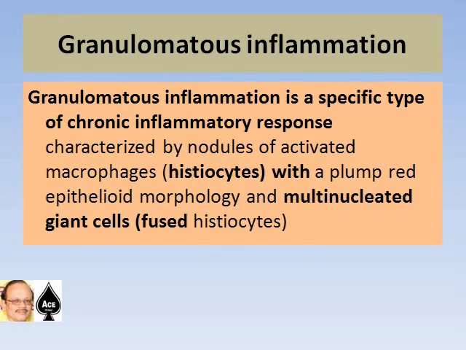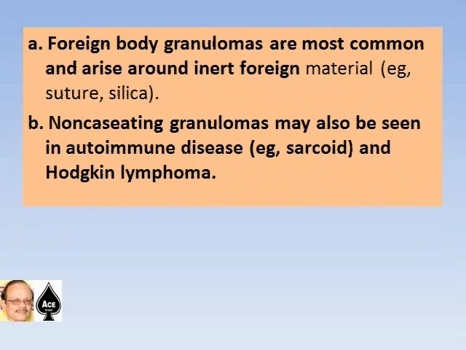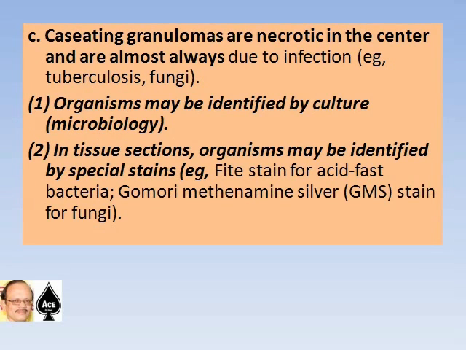Granulomatous inflammation. Granulomatous inflammation is a specific type of chronic inflammatory response characterized by nodules of activated macrophages or histiocytes with a plump pink epithelioid morphology and multinucleated giant cells, which are fused histiocytes. Foreign body granulomas are most common, arising around inert foreign material like a suture or silica. Non-caseating granulomas may also be seen in autoimmune disease like sarcoid and Hodgkin's lymphoma.